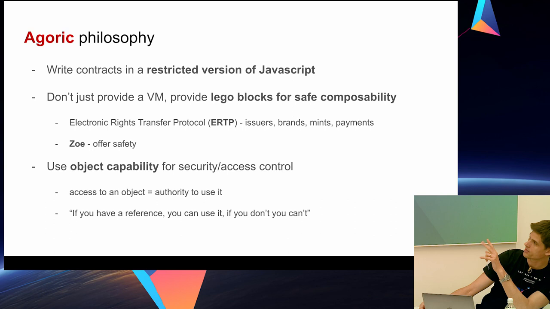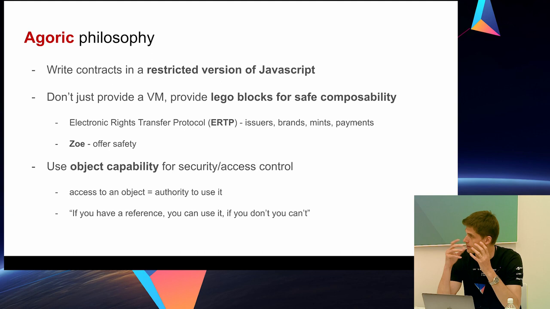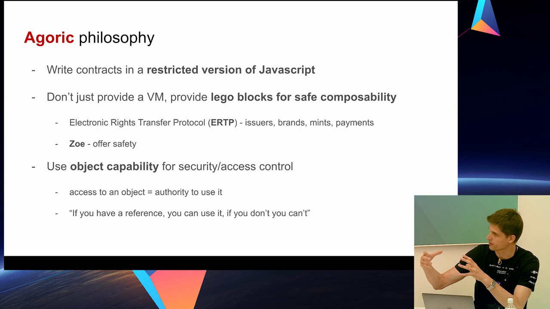One is the electronic rights transfer protocol. This is a whole infrastructure that allows you to define and mint payments, tokens of different kinds, and work with them. And then there's another big subsystem that's called Zoe. And Zoe is a system that enforces what's called offer safety, which we'll go into when you write this stuff.